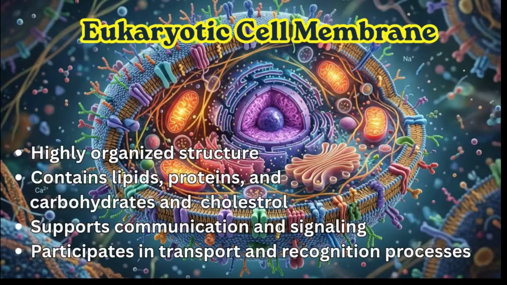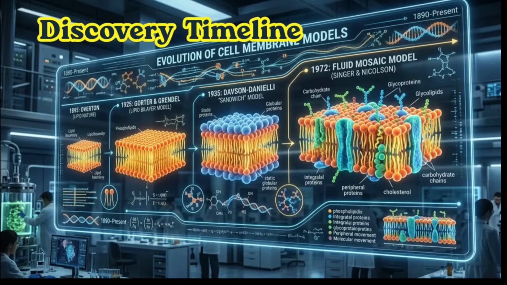Eukaryotic cell membrane. Eukaryotic cells such as plant cells, animal cells, fungi, and protists possess a more complex membrane, following the fluid mosaic model, which is accepted today.